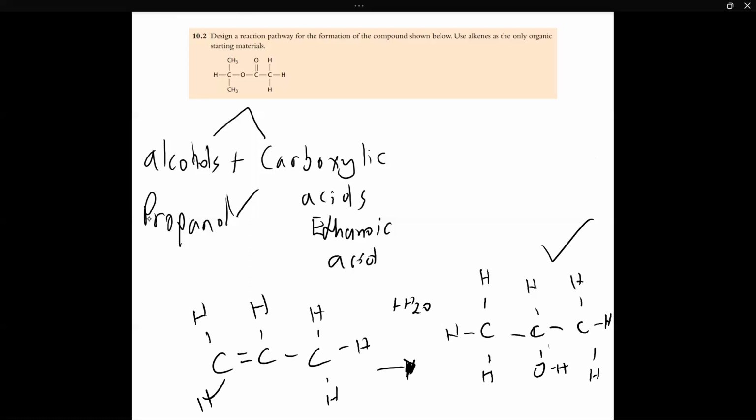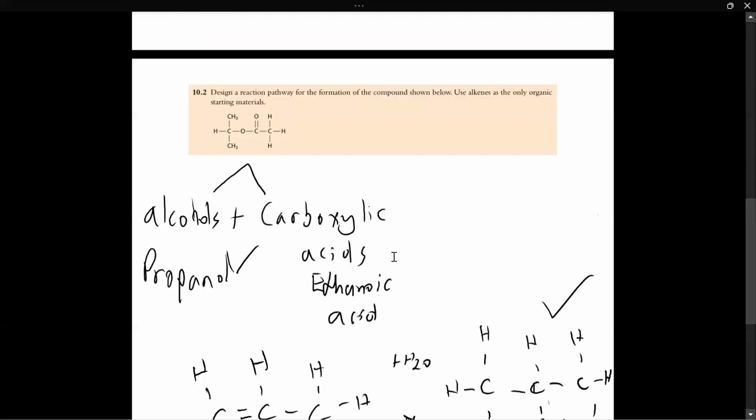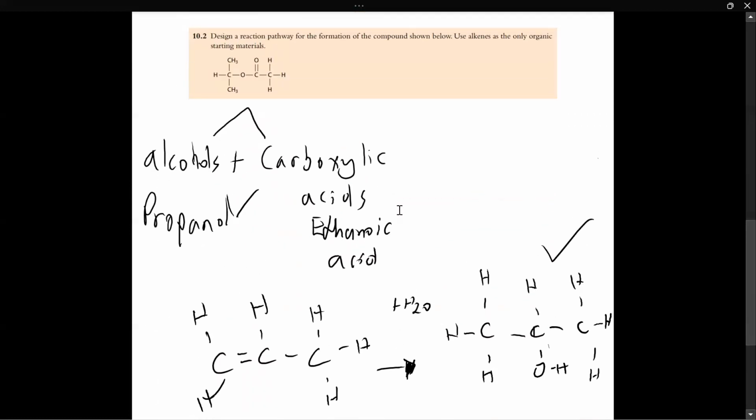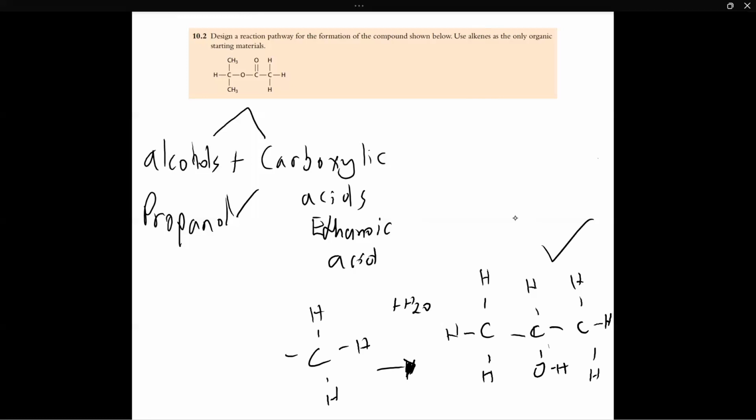The next thing we need to do is ethanoic acid. How do we make ethanoic acid? Well, the first thing we need for ethanoic acid is an alkene, right? That's what they've told us. We can only use alkenes to start. Wait, I'm just going to erase this so I have some more space over here. Just give me a second, bear with me, I'm sorry.